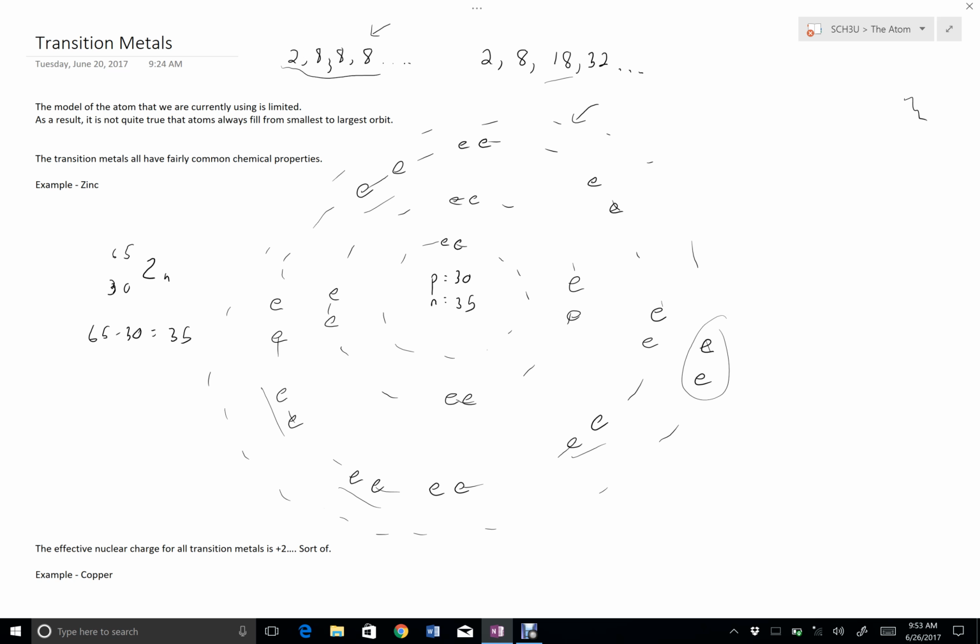Now let's look at this. So here we have 30 protons.